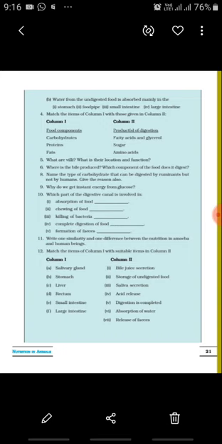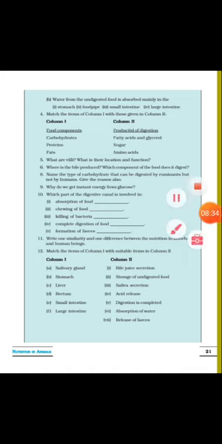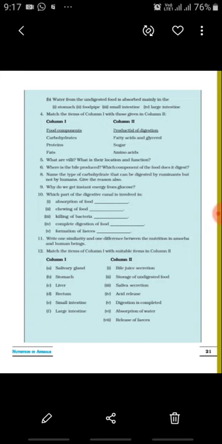Number 6. Where is the bile produced? Which component of the food does it help to digest? As you know, bile juice is secreted from the largest gland of the human body, that is the liver, and the bile plays an important role in the digestion of fat. Number 7. Name the type of carbohydrate that can be digested by ruminants but not by humans. Give the reason also. All about this question we have just discussed in this class.